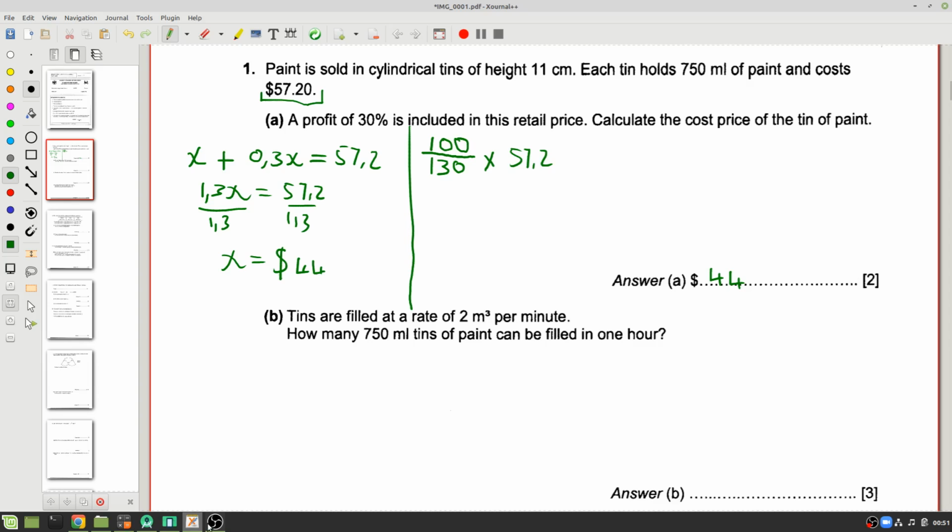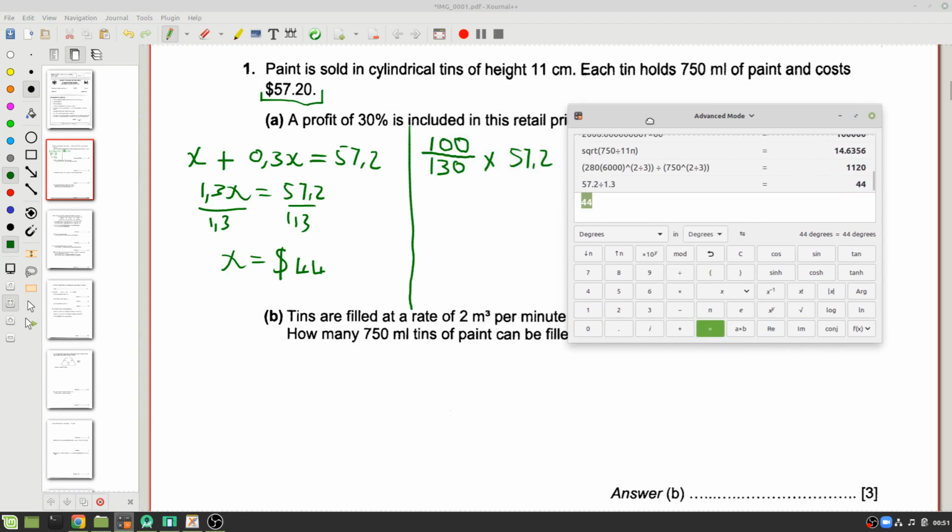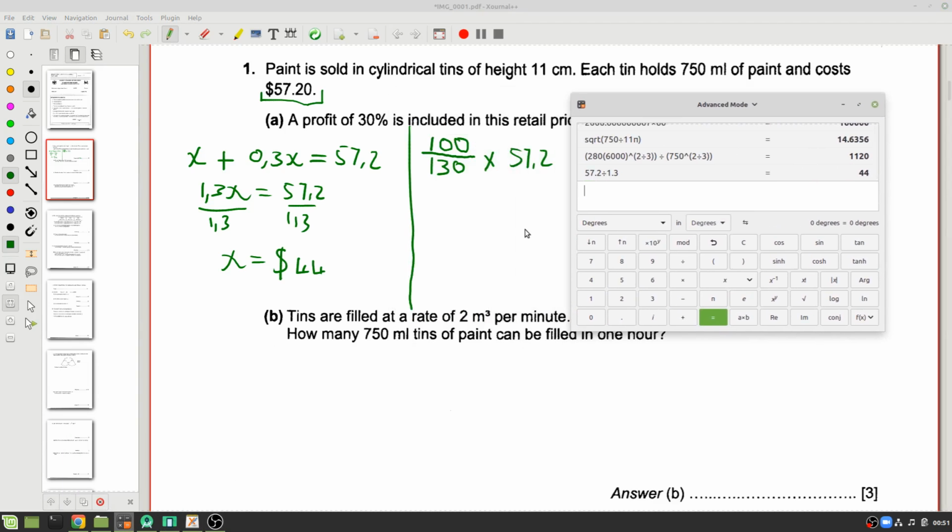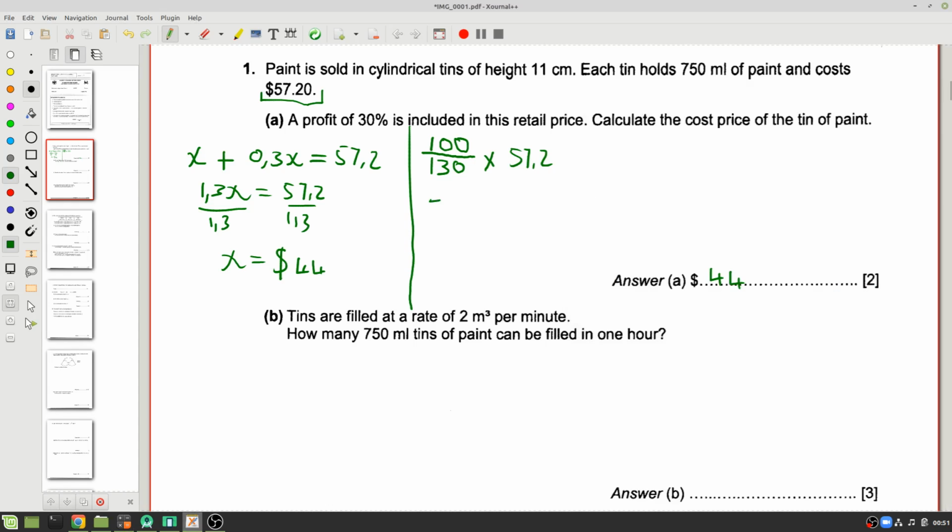And then again, we can just type that on our calculator. So we can say 100 over 130 multiplied by 57.2. And we see that gives us 44. And that is the same answer. Good. Okay, so that was the first question.